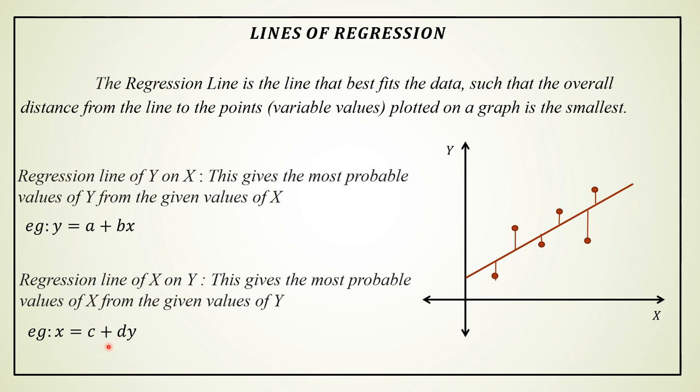The other one is the regression line of x on y. In this case, you are going to find the most probable values of x from the given values of y. That means over here y is the independent variable and x is the dependent variable. An equation of the form x is equal to c plus dy represents the regression line of x on y.